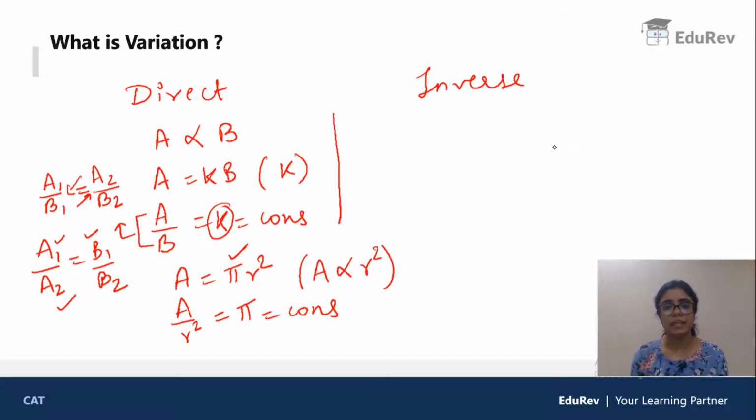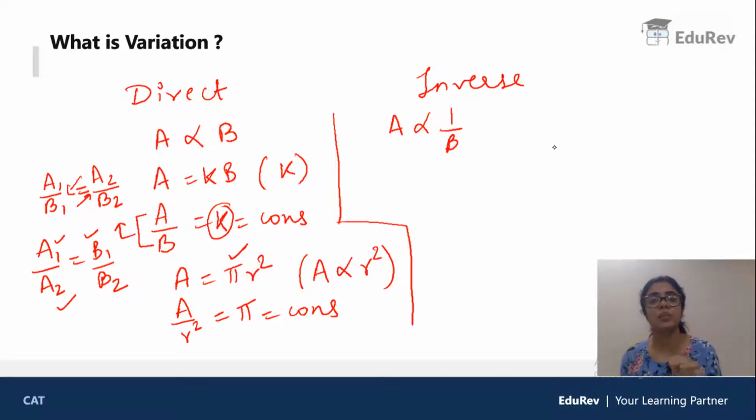Likewise, similarly, if we talk about inverse variation. Let's say A varies inversely with B. That means if one entity increases, the other entity has to decrease and vice versa. For example, speed and time. If my speed is fast, I will take less time. And if my speed is less, I will take more time. So they are inversely related.